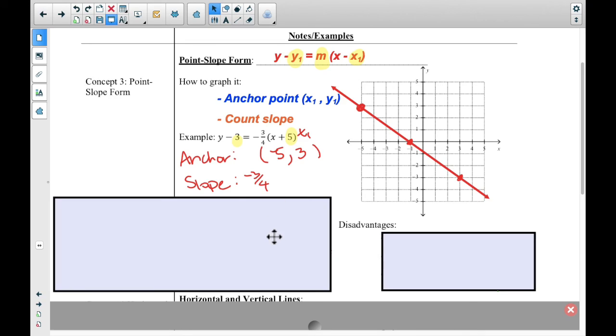Once again, I want you to think of what are some advantages, what are some disadvantages, write down at least one advantage and disadvantage, and that's the end of the video.